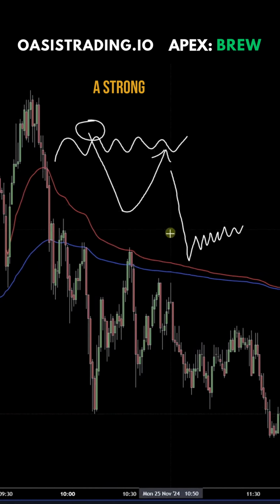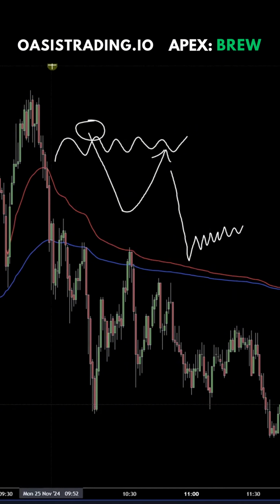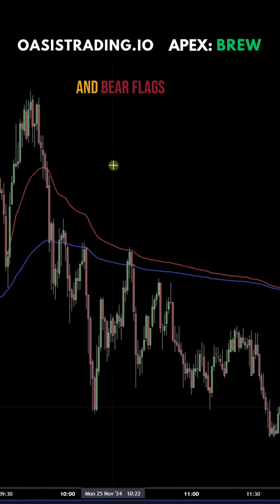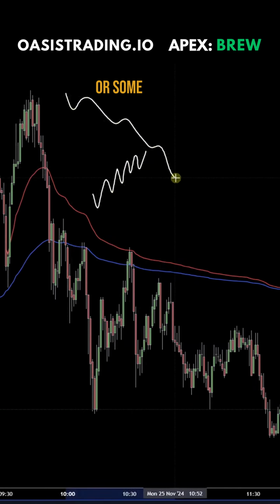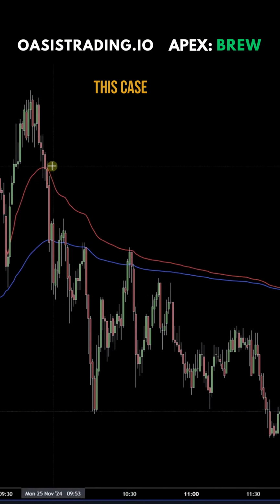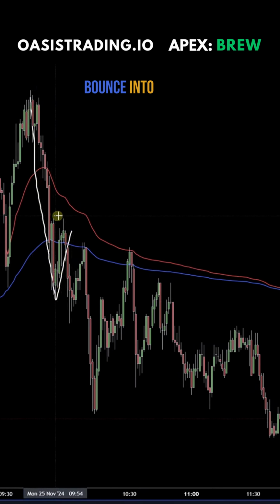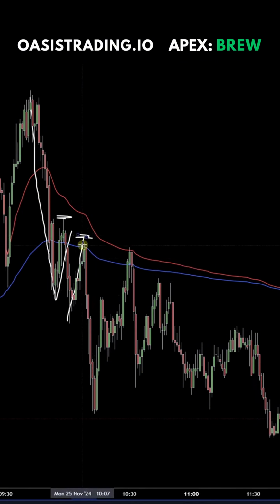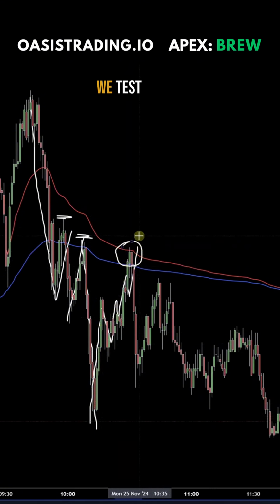So you have a strong move down, and then you have a slow kind of choppy grind back up. And typically with bull flags and bear flags, as they're chopping, you want to look for either EMAs or some kind of indicator that they're chopping into. So in this case, we look for VWAP. So you have a strong move down. You try to bounce into VWAP, doesn't quite hit it. Tries to bounce into VWAP again, doesn't quite hit it. So that means you're still going down, right? Still downtrending. Then we have that chop back up, and then right there, we test VWAP.